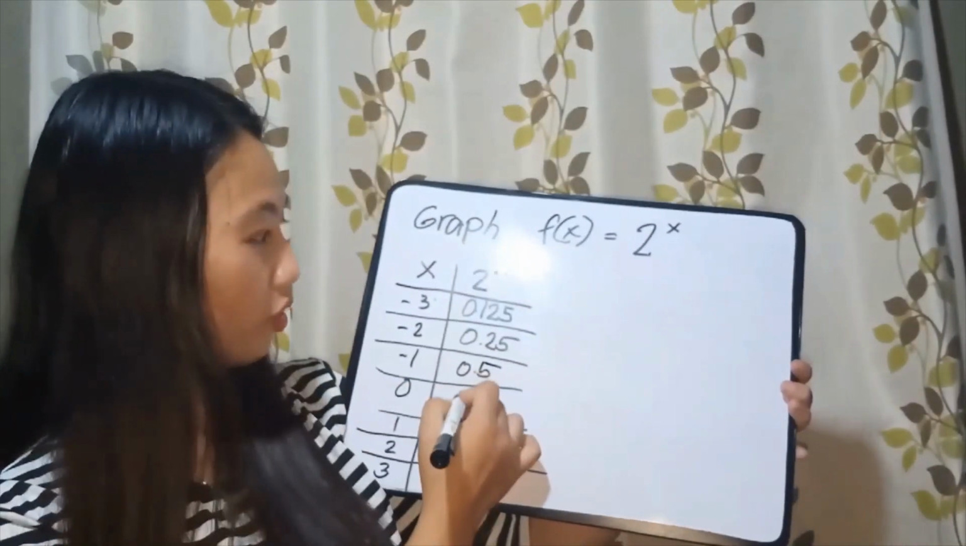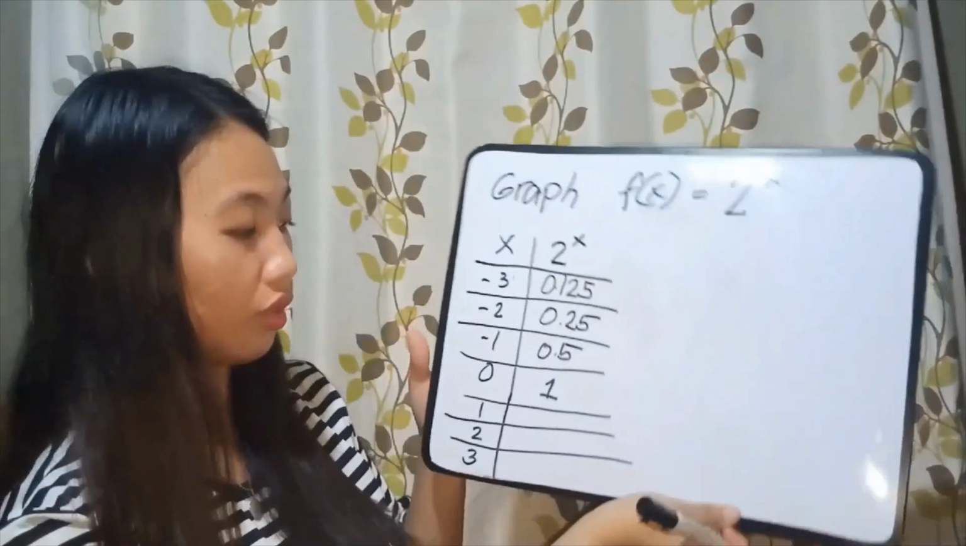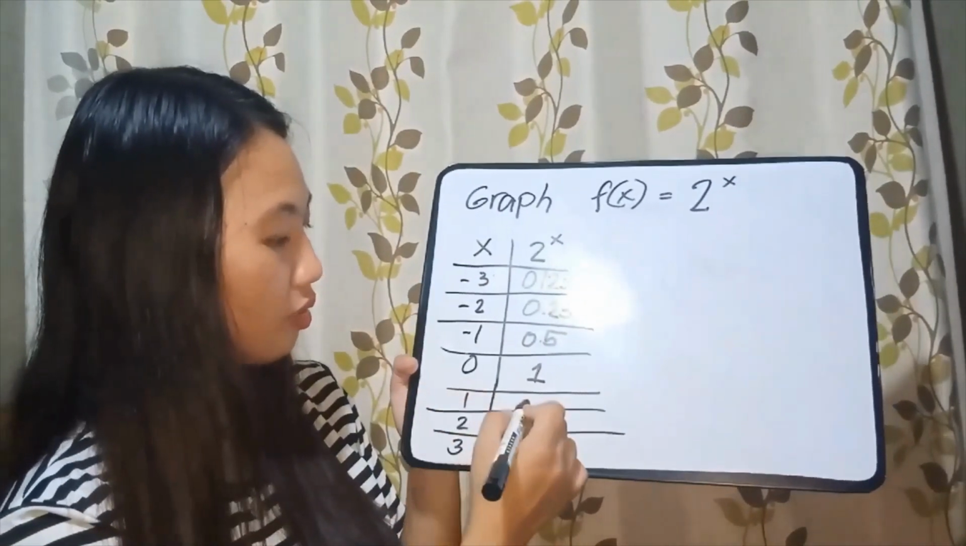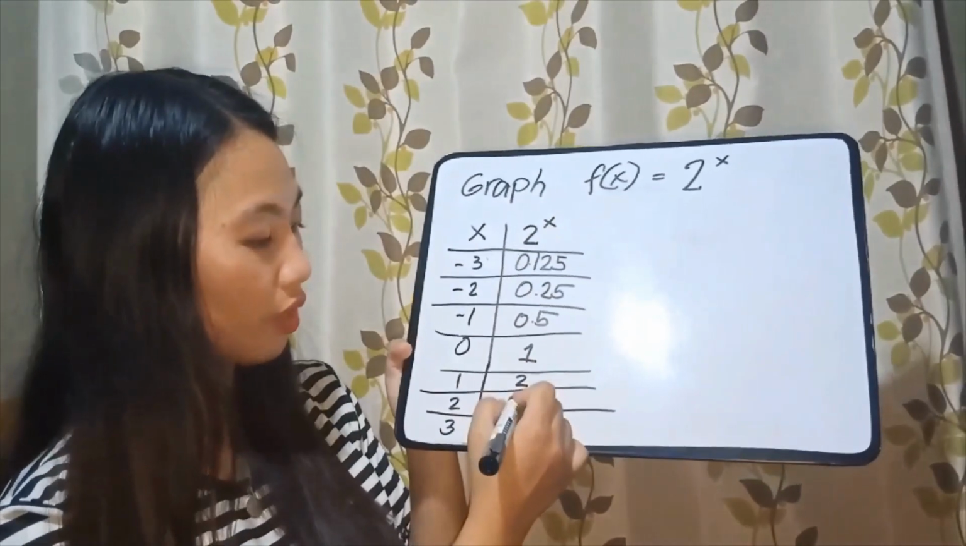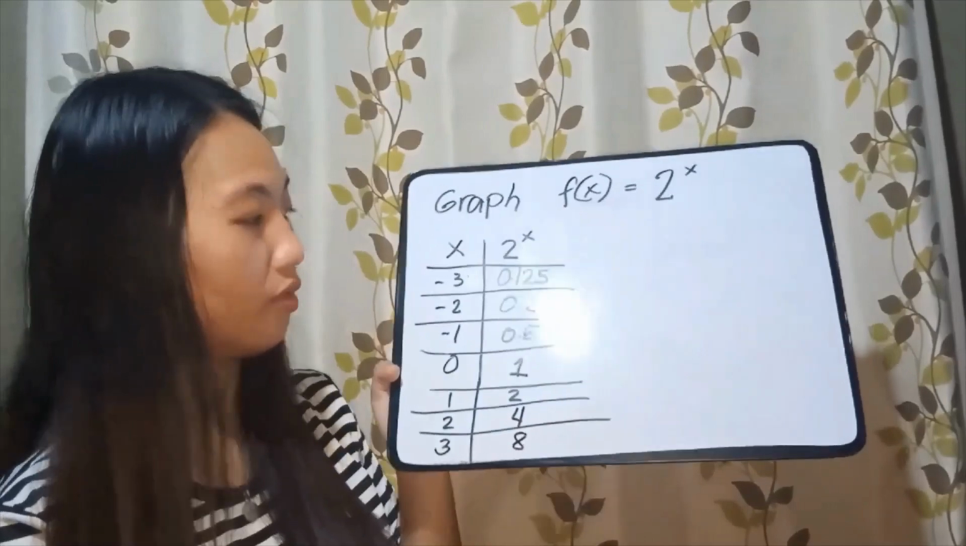0 gives 1. Any number raised to 0 is 1. That is the first law of exponent. For 1, we have 2. 2 raised to 2 is 4, and 2 raised to 3 is 8.